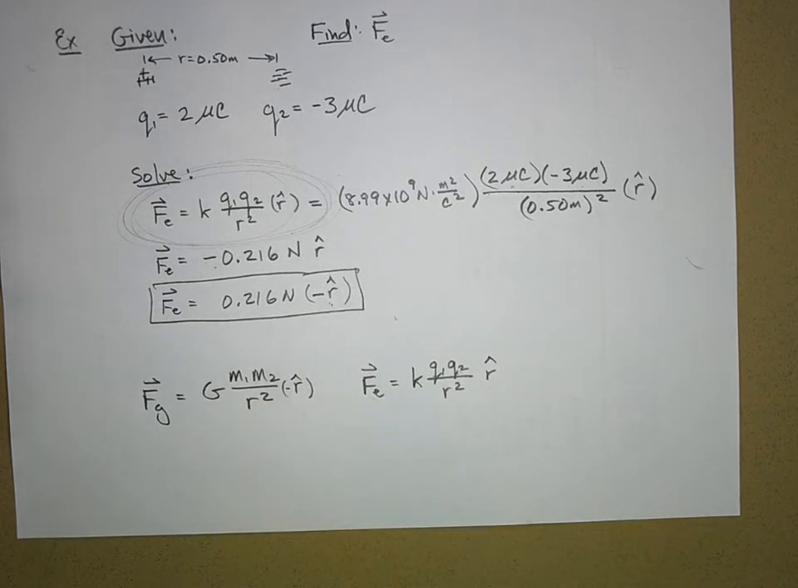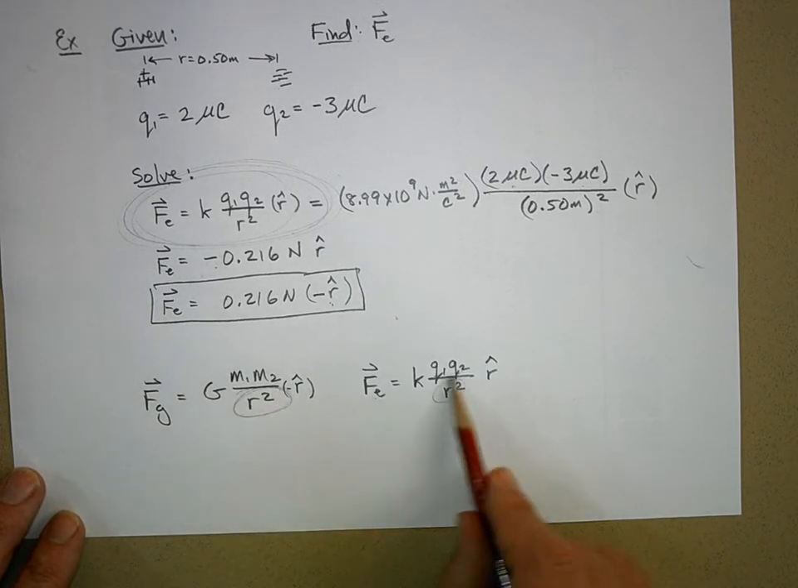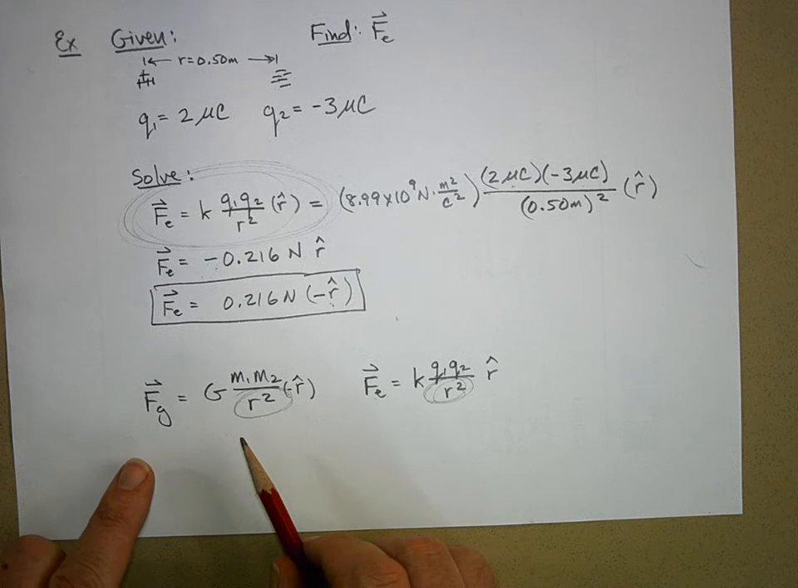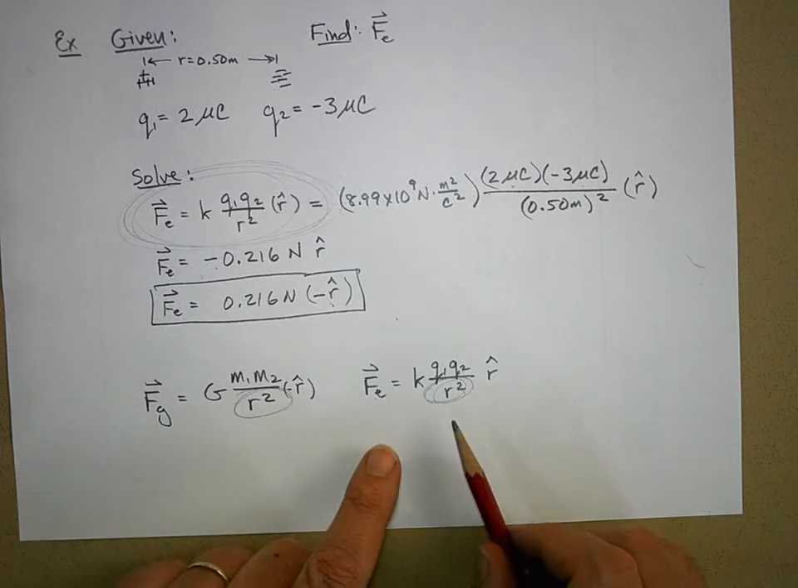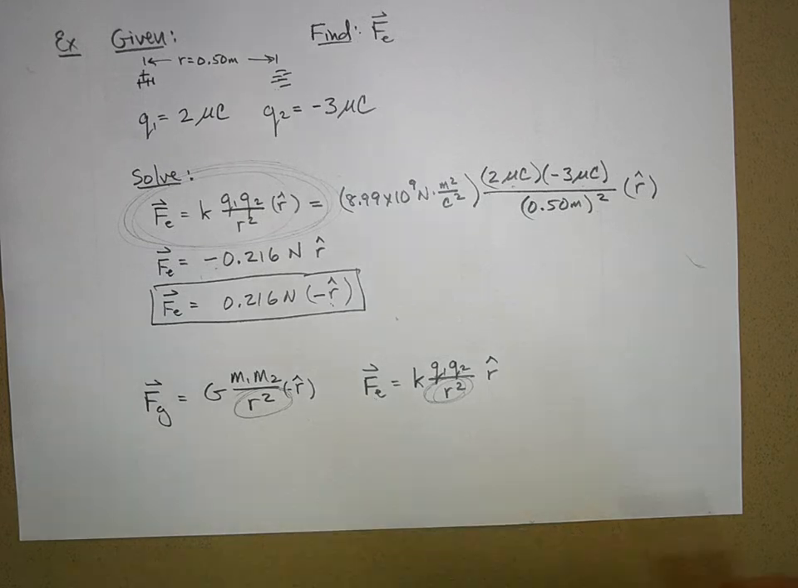But notice that both of them have this r squared. That is, gravity spreads out in three-dimensional space, just the same way that the electric force spreads out in three-dimensional space. Anything that spreads out in three-dimensional space, light, sound, gravity, electric force, decreases by the square of the distance.